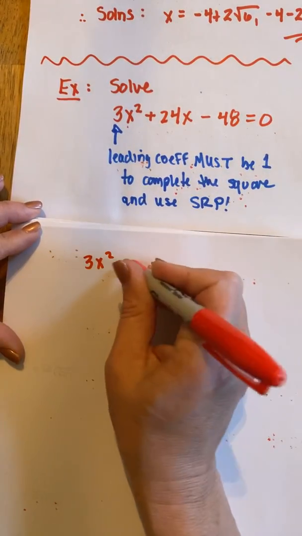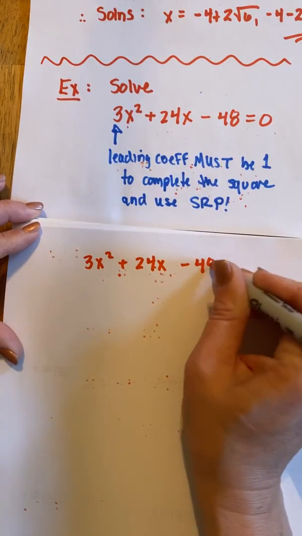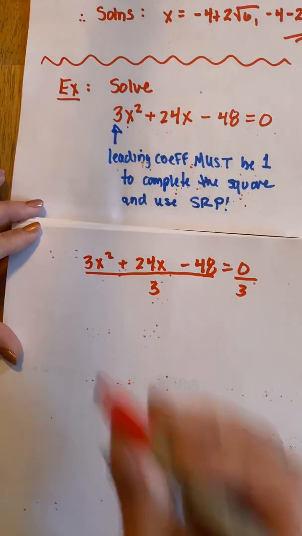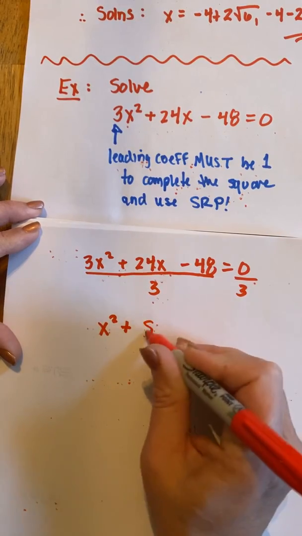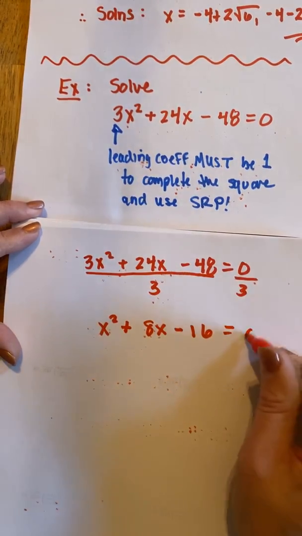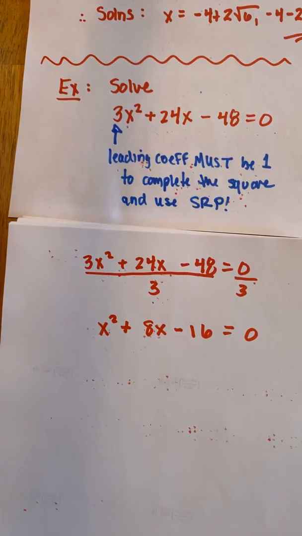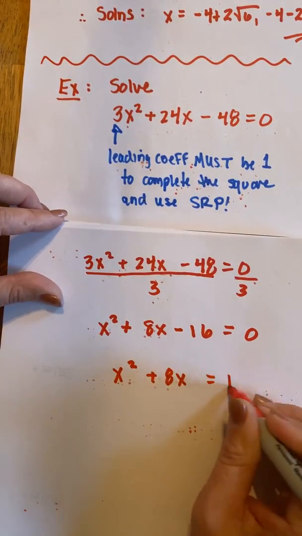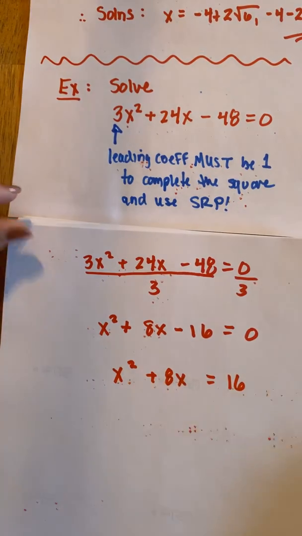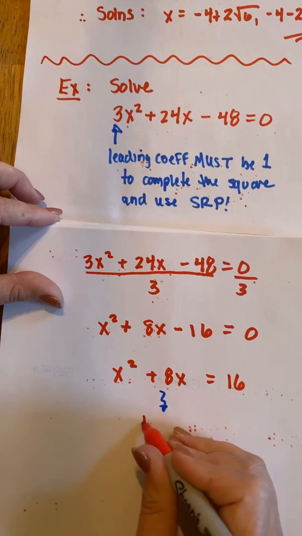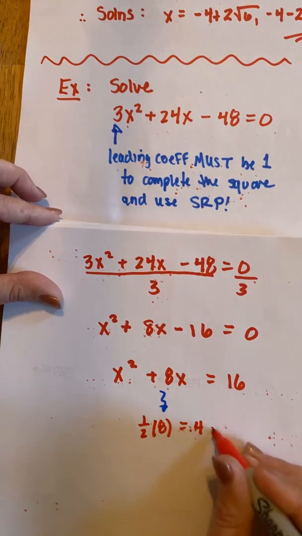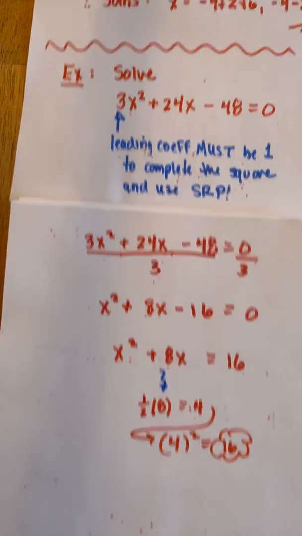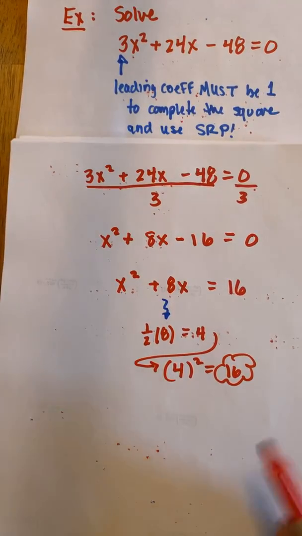So 3x squared plus 24x minus 48 equals 0. Divide both sides, the entire left side, the entire right side, by 3. x squared plus 8x minus 16 equals 0. And then we would proceed. We would get the constants over on the other side. We would find the magic number by taking half of 8, which is 4. Then we would square the 4. And this is the magic number we would add to both sides.